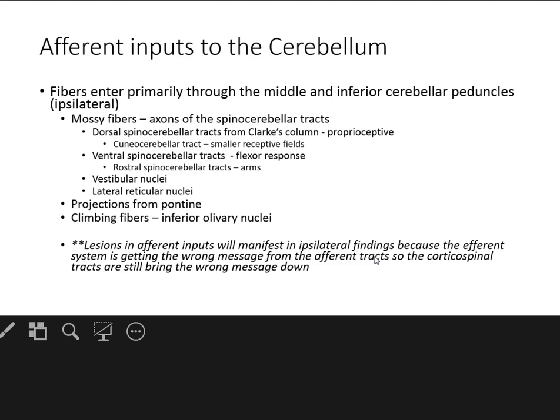Now, lesions in the afferent inputs will manifest in ipsilateral findings because the efferent system is getting the wrong message from the afferent tracts, so the corticospinal tracts are still bringing the wrong message down. So typically, again, we will have a lesion in the cerebellar fibers on one side, and that will manifest in ipsilateral findings because the efferent message being brought down through the corticospinal tracts is going to be the wrong message. Hopefully this clarifies the relationships to the cerebellum.